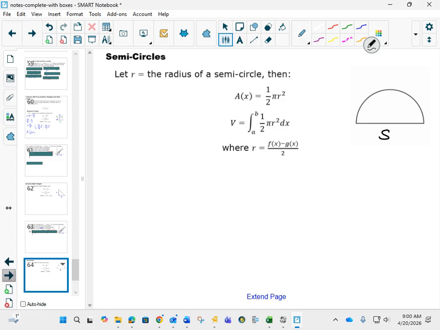Okay. Now, you know, a whole circle would be pi r squared. Does it make sense that a semicircle would be half of that? And if S was normally the one function minus the other function, does it make sense that in the formula where you need the radius would equal that divided by 2?